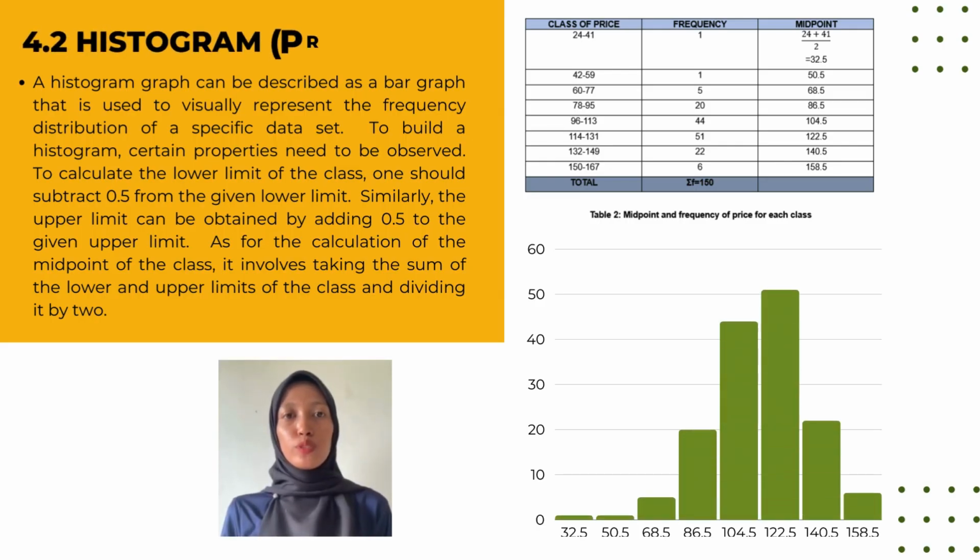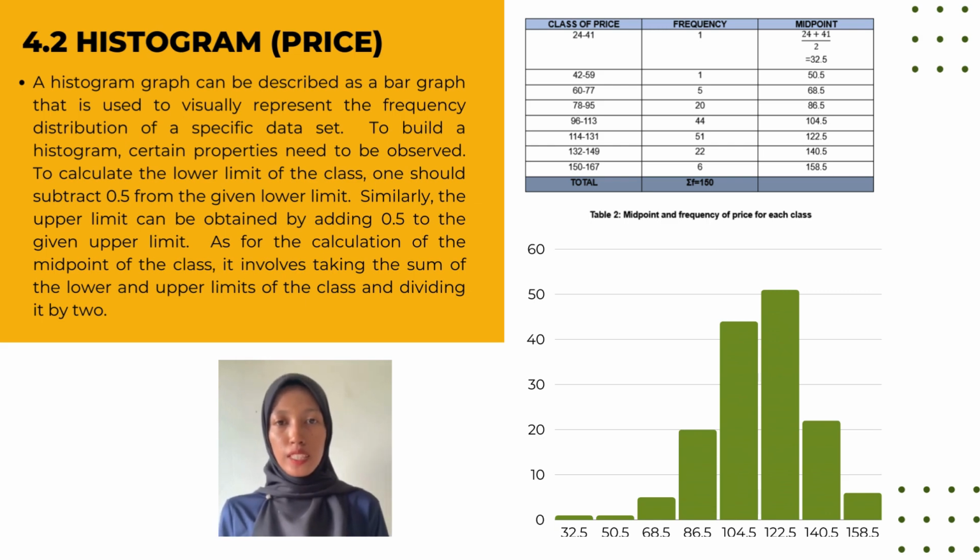Next, 4.2, the histogram. A histogram can be described as a bar graph that is used to visually represent the frequency distributions of a specific data set. To build a histogram, certain properties need to be observed. To obtain the lower boundary of the class, one should subtract 0.5 from the given lower limit. Similarly, the upper boundary can be obtained by adding 0.5 to the given upper limit. The midpoint of the class is obtained by taking the sum of the lower and upper limit of the class and dividing it by 2.